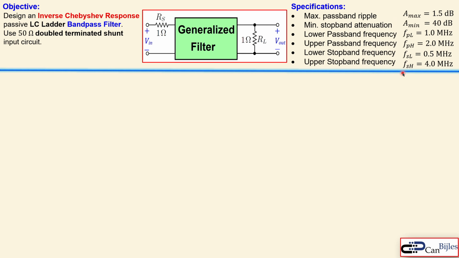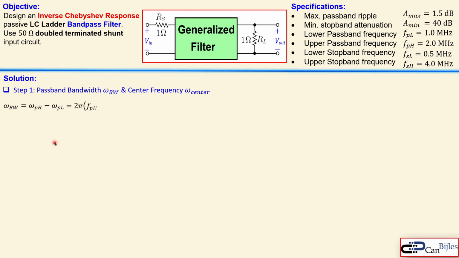So we need to use these specifications for our calculations in order to determine the filter order, and then we will verify this after that in the simulations. So let's look at our solutions. Step 1 is the passband bandwidth and also the center frequency for this design. The bandwidth is the difference between the upper and the lower passband frequency. It's shown here. So we just calculate that using the given values here.